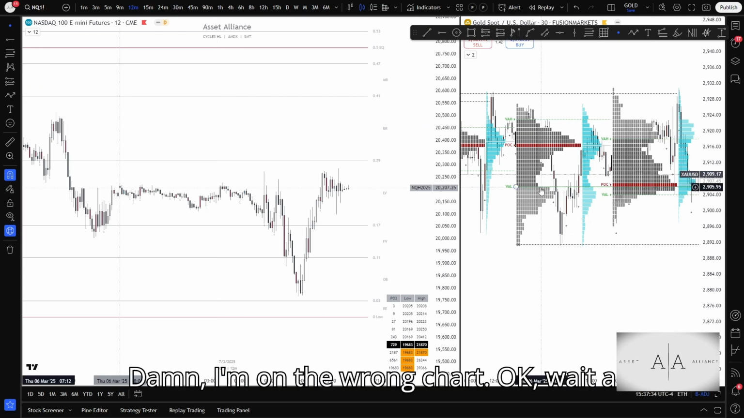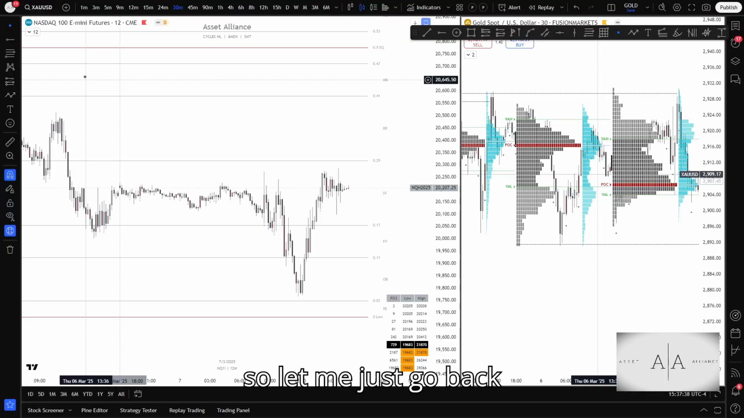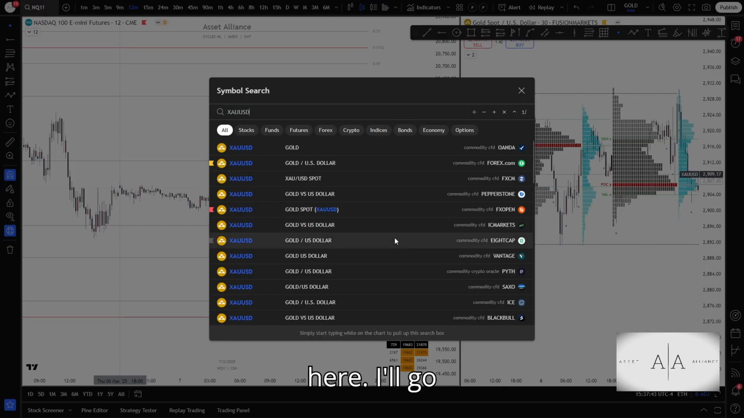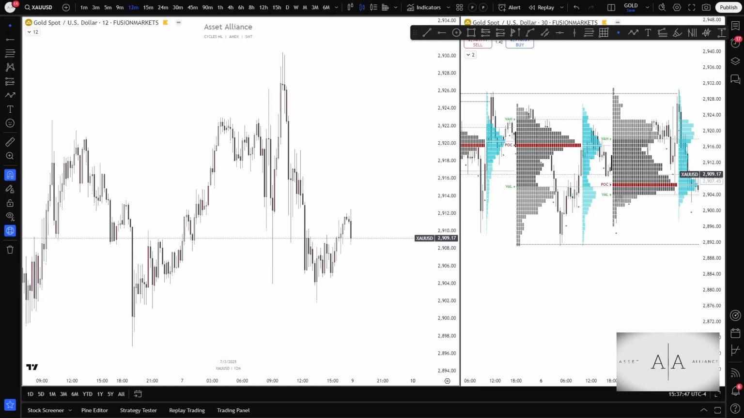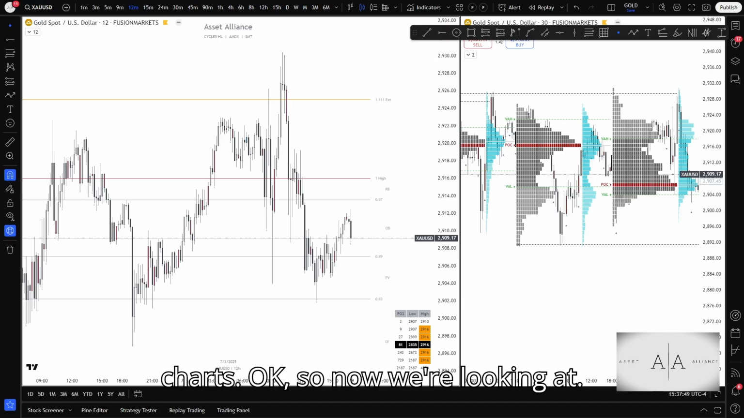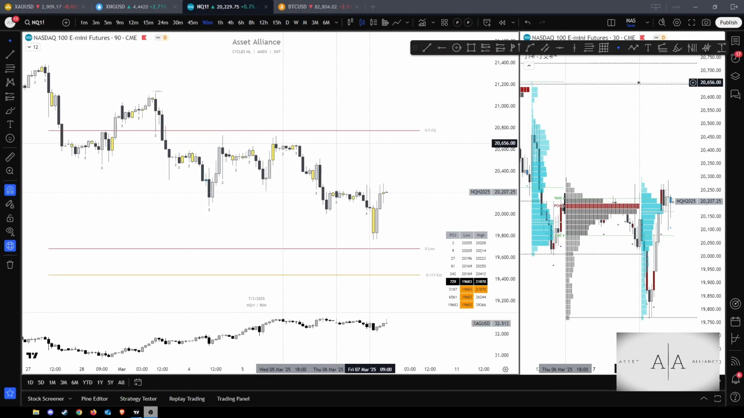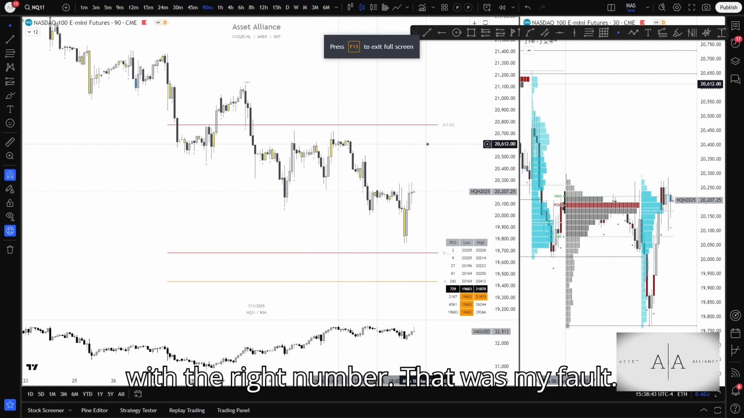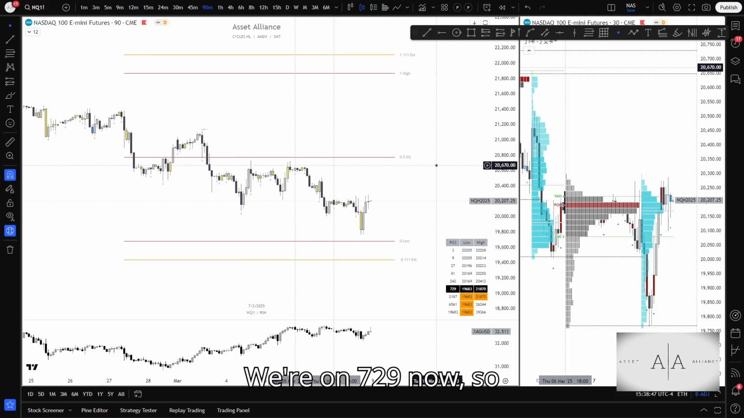Damn, I'm on the wrong chart. Okay, wait a sec. This is not the same TPO. So let me just go back here. I'll go back on my normal one. Now give me a sec just to change the chart. Okay, so now we're looking at NQ, right? With the right PO3 number. That was my fault. We're on 729 now.